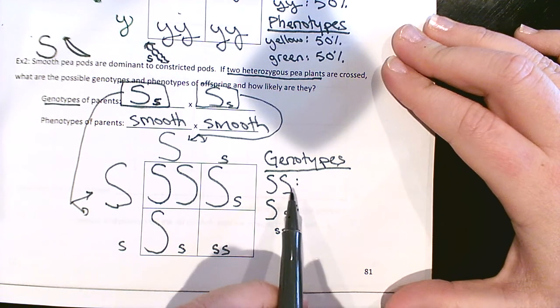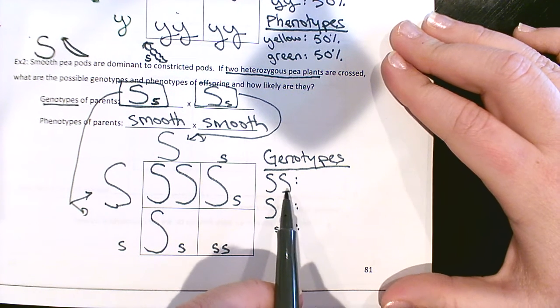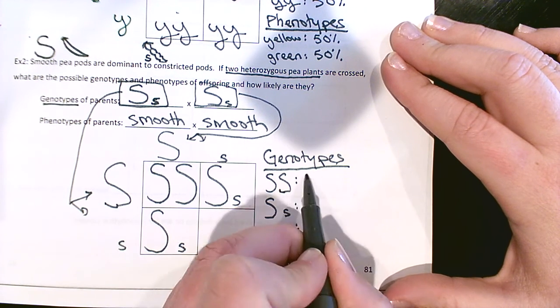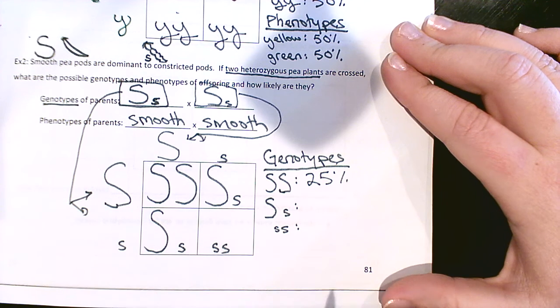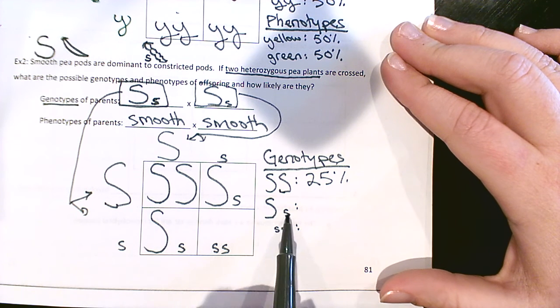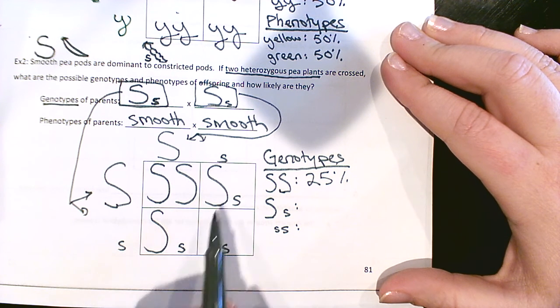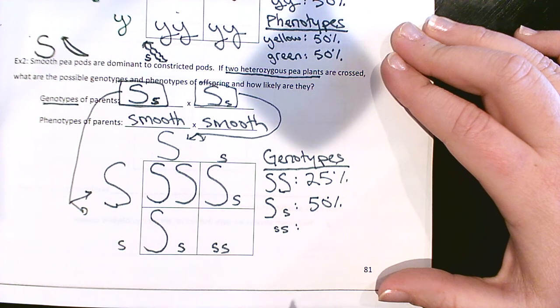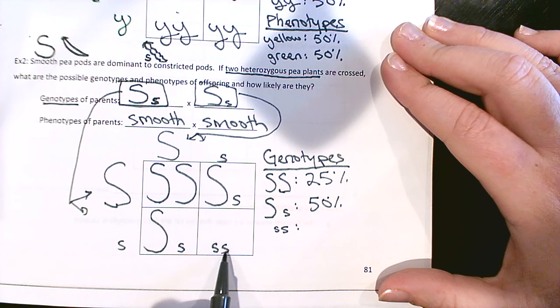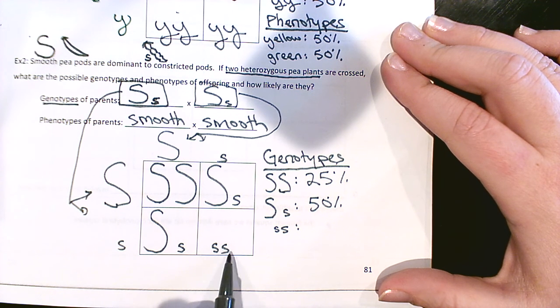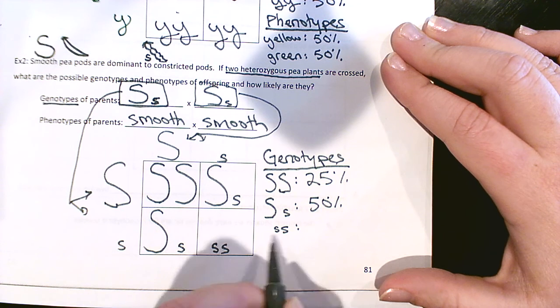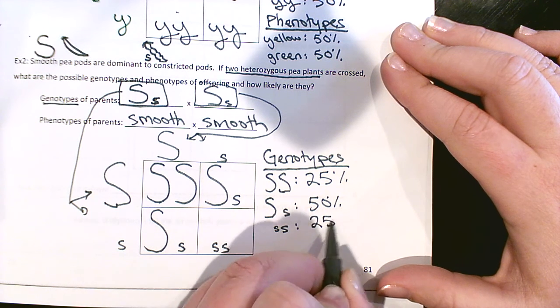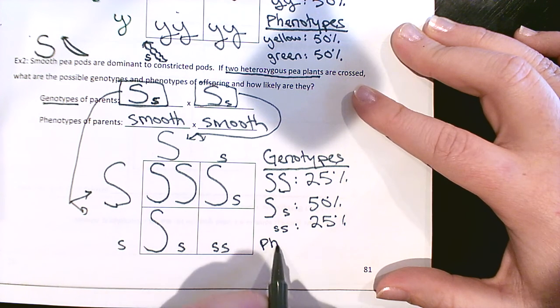So big S, big S, how many boxes are there? Just one. So 1 out of 4 is 25% probability. Big S, little s, I have 1, 2 of those, so that would be 50% chance of that one. And here's my little s, little s. Since there's no dominant alleles, then and only then, the recessive version can show up. So that's 25% of that one.